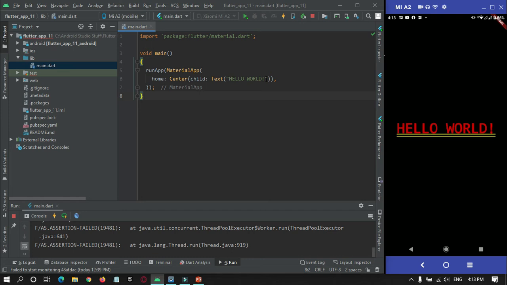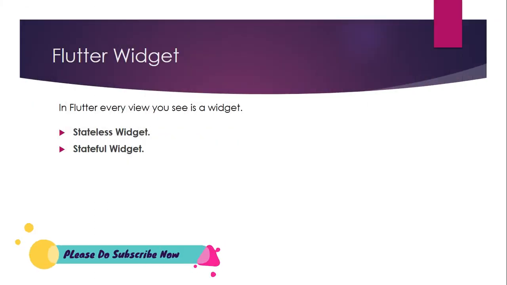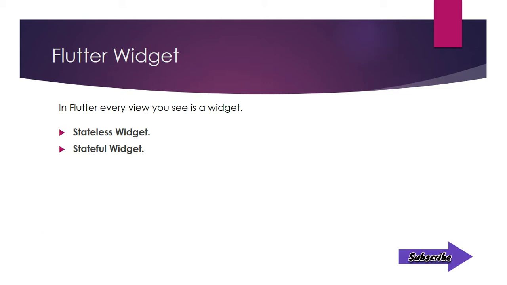So this is the fourth part of our Flutter tutorials for beginners. In this tutorial we will talk about widgets. So let's go into our PPT that I have created. Okay, so in Flutter you can assume that every view in our Flutter app is a widget. So in Flutter there are two main widgets, that is stateless widget and stateful widget.